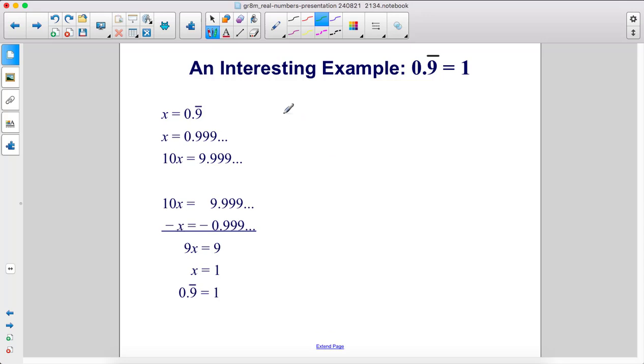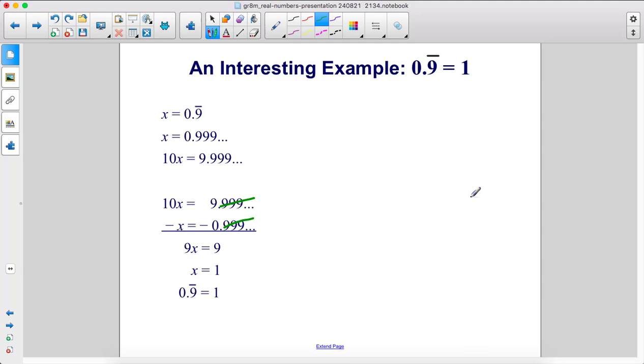Here's a very interesting example. This shows that 0.999999 repeating is actually equal to 1. If x is 0.999 repeating, that means that 10x is 9.999, and so on. If you then subtract those equations, the 0.999 goes away, leaving x equals 1.